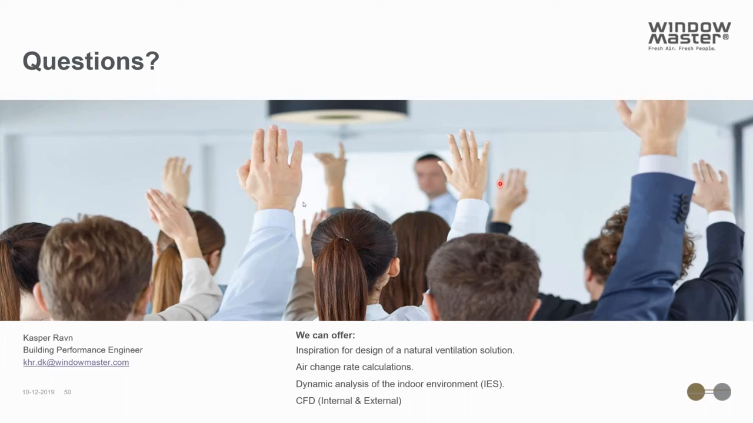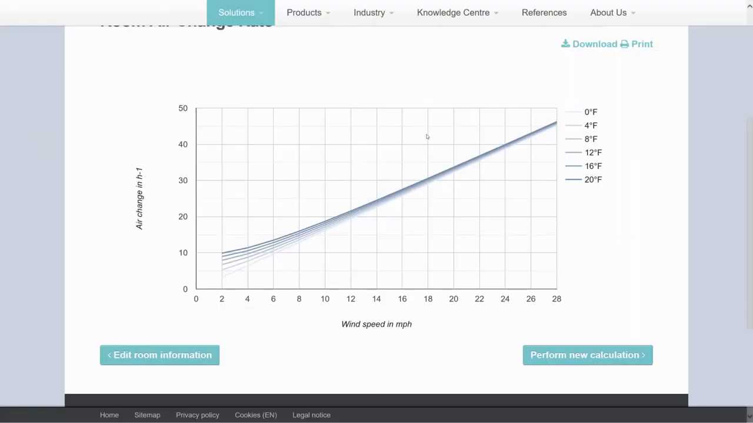Then we have a question about whether the calculator can show just the results based on thermal buoyancy, so not with wind included. Right now, if you look at the first part of the graph, you will basically see the performance based only on thermal buoyancy with a very low wind speed. It's not something we have right now, with only thermal buoyancy shown on the graph, but it might be something that we will add to the calculator later.